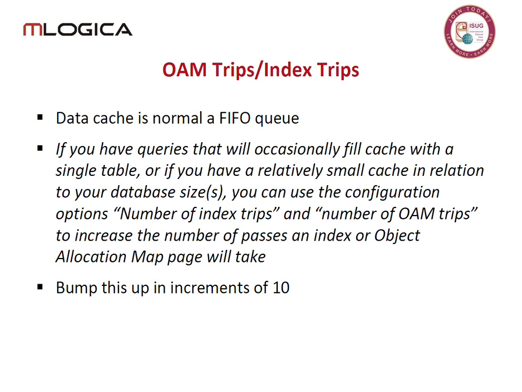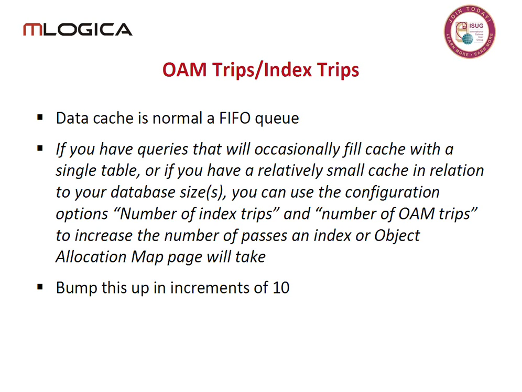What does this mean? Well, I want to keep my index pages in cache. Let's make sure that they don't age out. What an index trip means, or an OAM trip means, is a trip through the cache chain. So in our first in, first out queue, we start at the most recently used, we go past the wash marker. What happens if we fall off at the end? Well, at that point, the index page needs to be brought back up into cache if we're accessing it. The idea behind the index trips is to say, what I'm going to do is move it back up to the beginning of the queue and walk it through again.